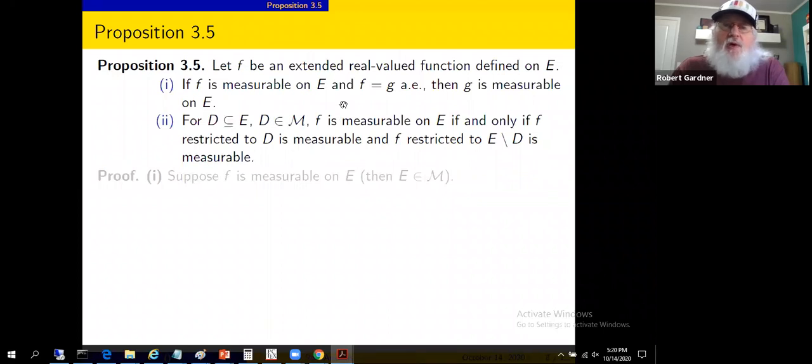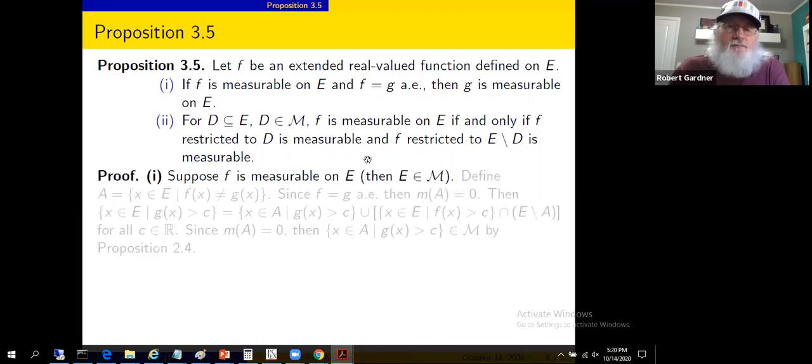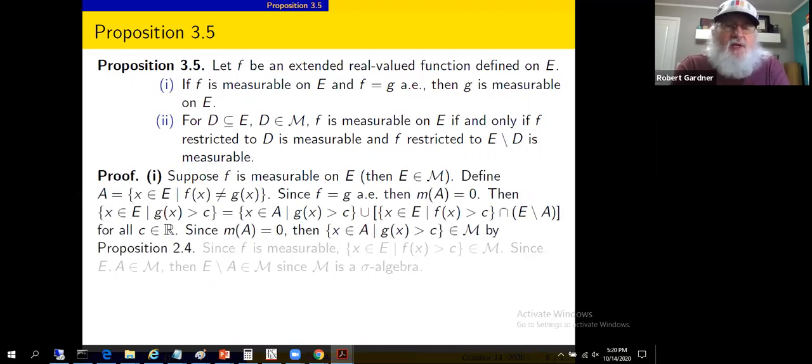Okay, first, measurable function f equal to g almost everywhere. Suppose f is measurable on E. Saying a function is measurable on a set comes with the implication that that set itself is measurable. Let's define set A to be where the functions differ. The x values in the domain of f where f and g are different. Well, f and g are equal almost everywhere, so the set of x values where they differ must have measure 0, or if you like, outer measure 0.